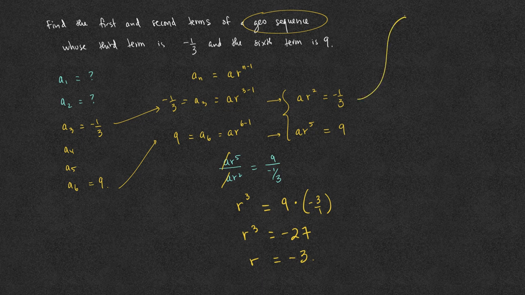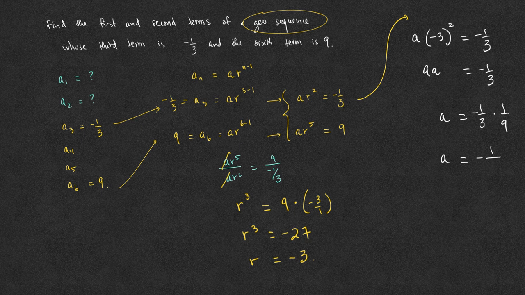Knowing that r equals -3, we substitute this into the first or the second equation. A, we don't know. R, we know that it is -3, and if we squared it, we should get -1/3. This is 9a, because -3 squared is positive 9, equals -1/3. And so a equals -1/3 times 1/9. So a equals -1/27. And a is the first term.